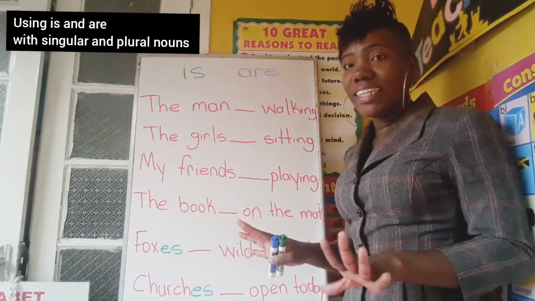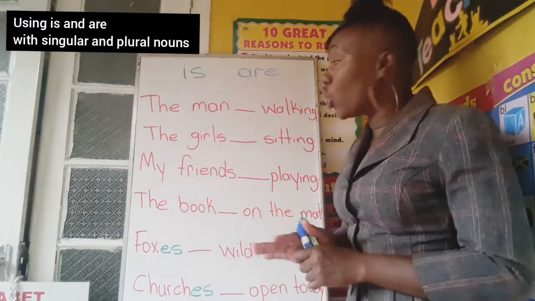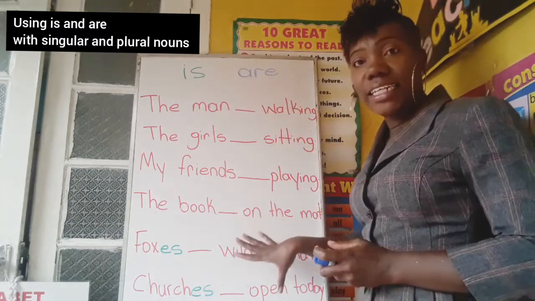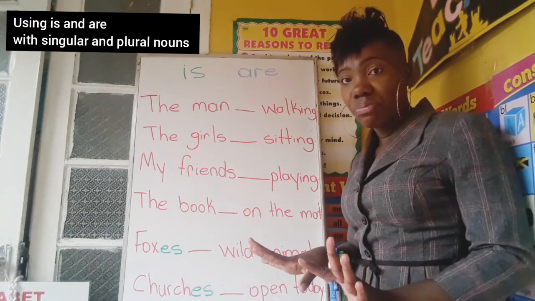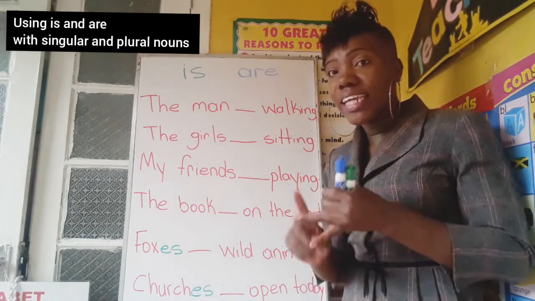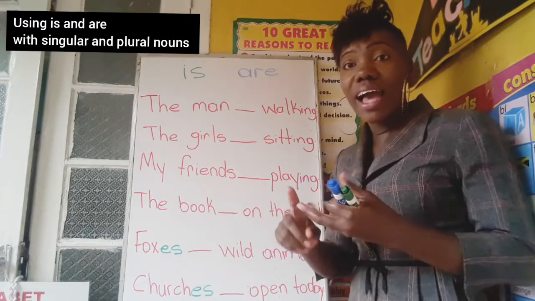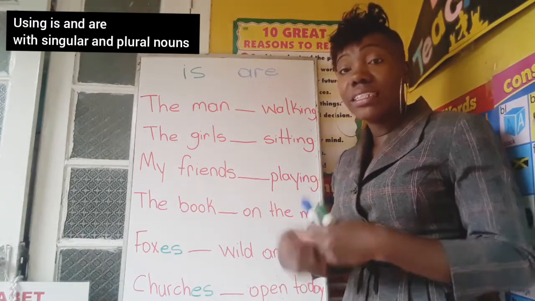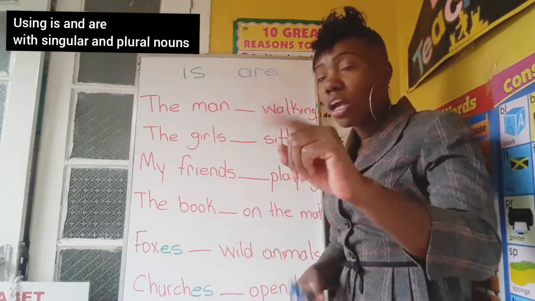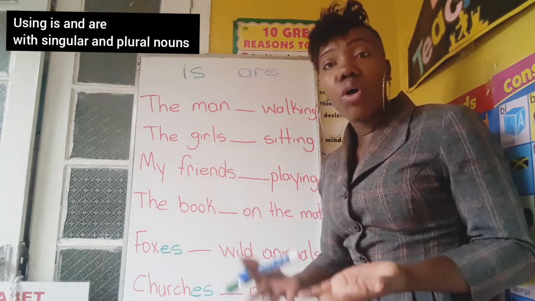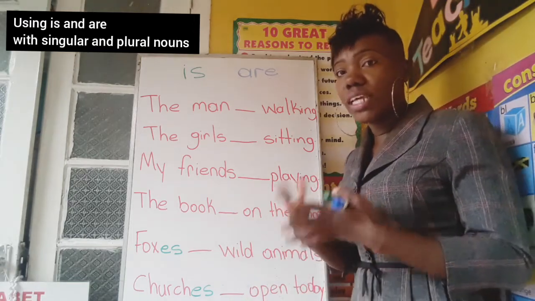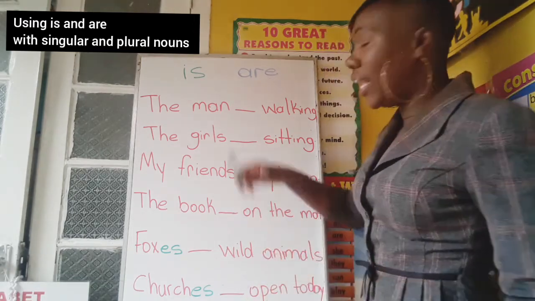Now it's activity time. We're going to put either is or are in these sentences to complete them. Now remember, we use is when the noun is singular. And we use are when the noun is plural. So singular noun means one. Plural nouns means more than one. So let's see which of these sentences we're going to use is and are to complete them. Let's read.